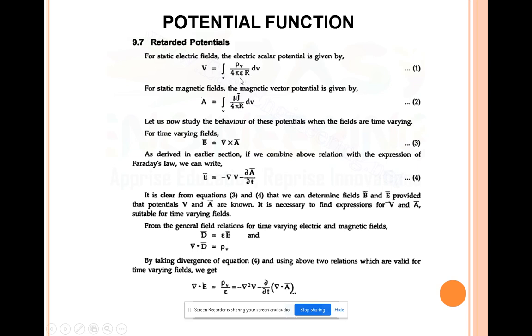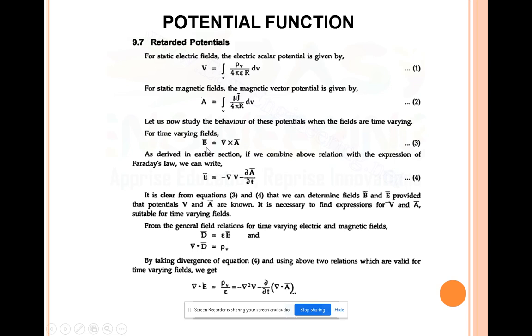See the difference here: you have epsilon in the denominator, but here you have mu in the numerator, and rho v here becomes J vector. More or less, these two equations are the same, and only epsilon and mu differ. Here in the denominator you use epsilon, and here you use mu in the numerator. So these are the potentials of the electric and magnetic field. Now we are going to see the behavior of these two potentials in the time varying field.